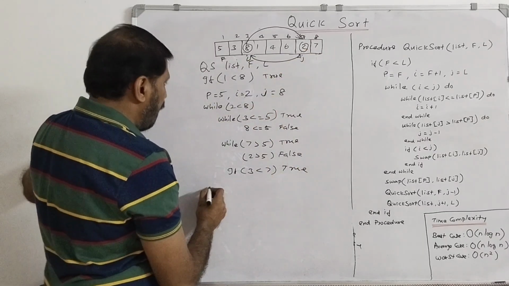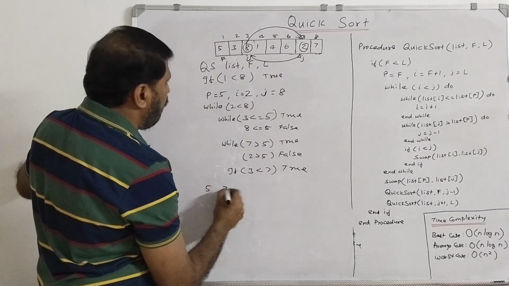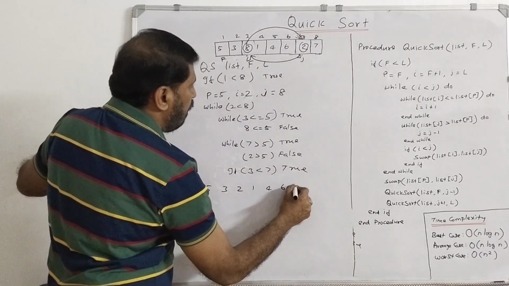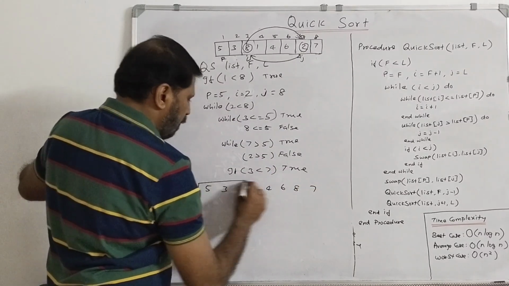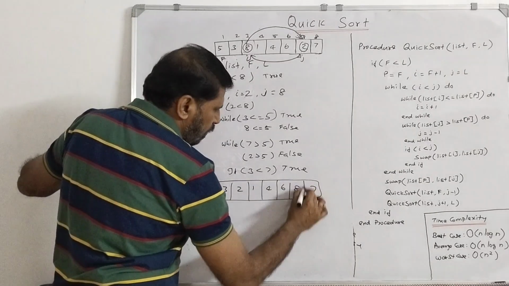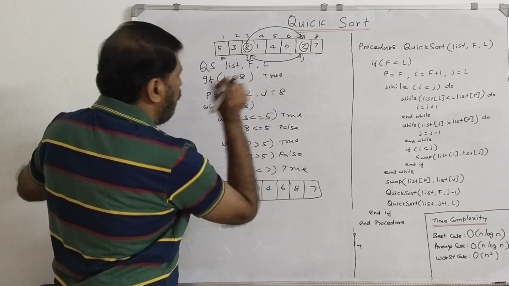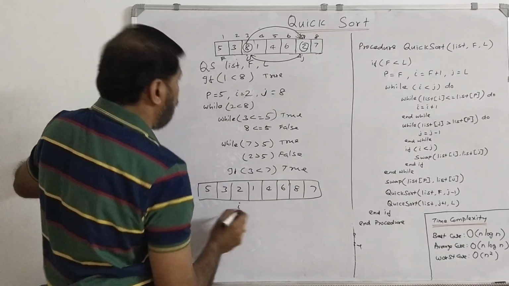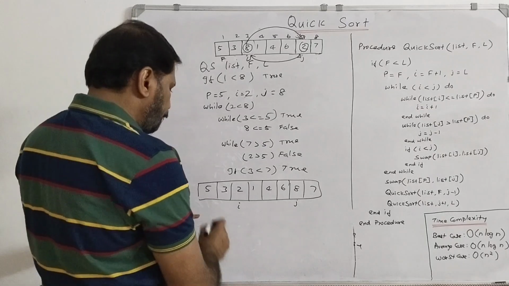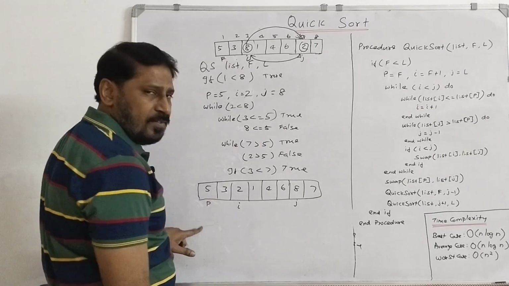So what is the resultant value? Resultant value is 5, 3, 2, 1, 4, 6, 8, 7. So this is the resultant value with I and j in the same positions. What is I value? I is in the third position, j in the 7th position. Okay, the pivot is the same.